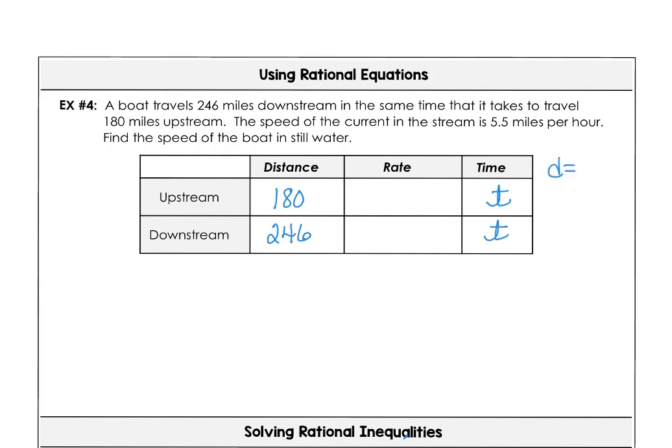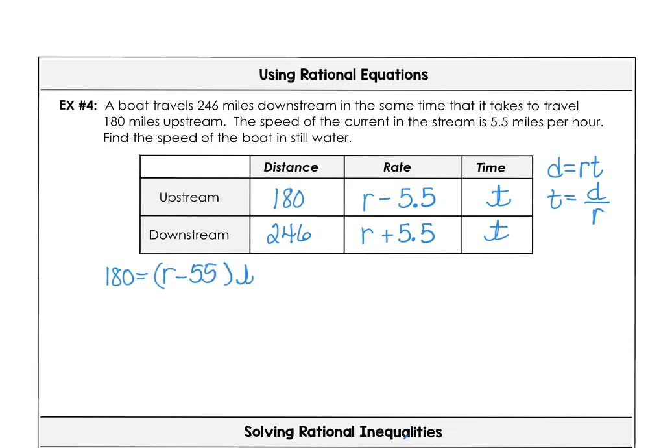And recall, distance is rate times time. So if time is equal, then distance divided by rate would be the equation for time. And the current in the stream is 5.5. So if we're going downstream, that's the rate of the boat plus the 5.5 that's helping us. But when we go upstream, we've got the rate of the boat, and the current is working against us in that case.